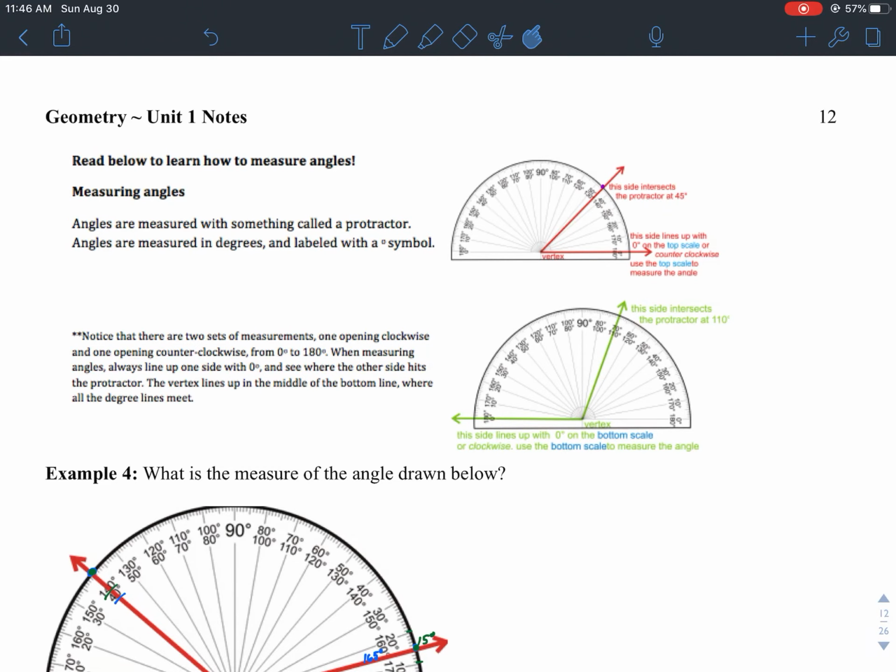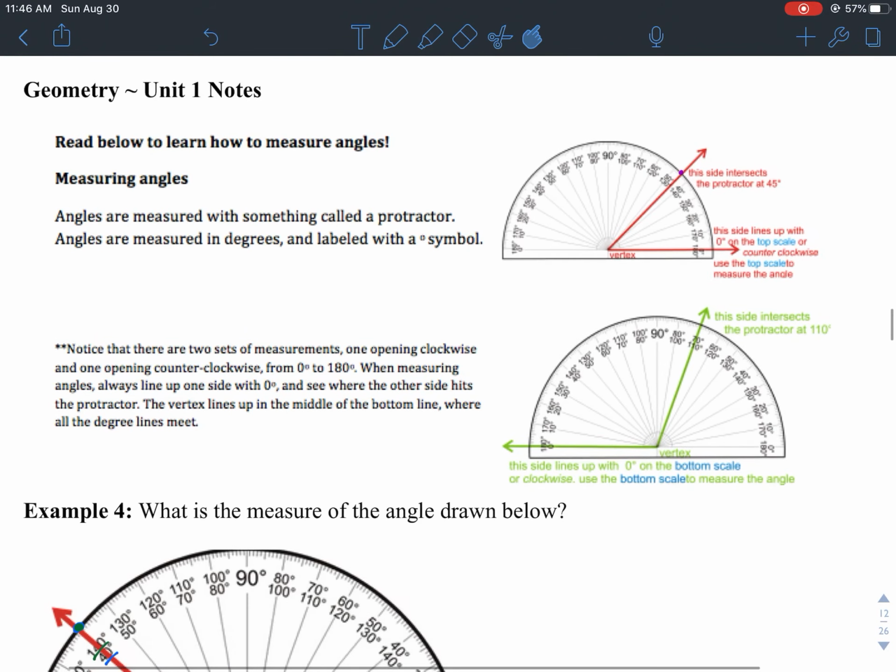Alright, hi there guys. Here's a video for 1.3, the second part to this. We're going to dive right in and talk about how to measure angles.